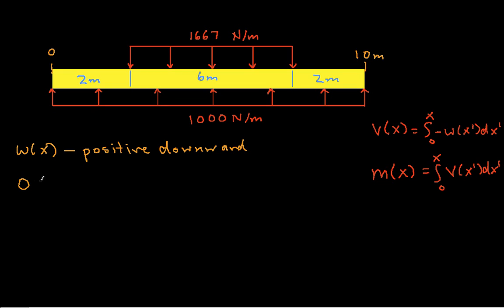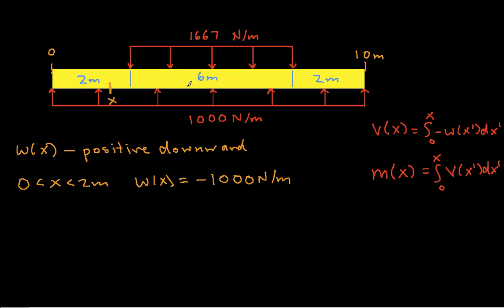So for x between 0 meters and 2 meters, so if I choose some arbitrary point here between 0 and 2 meters and call this x, w of x is just going to be this 1,000 newtons per meter pointing up, which again, because w of x is positive downward, this will be minus 1,000 newtons per meter. Okay, that wasn't so bad, was it?